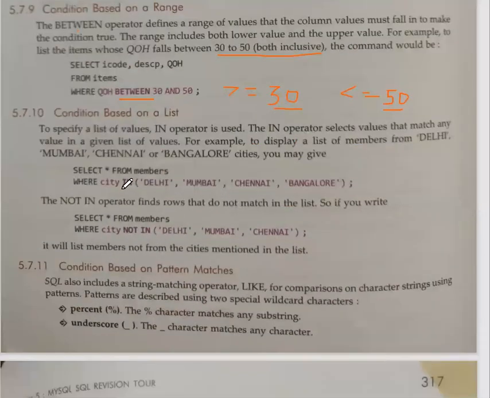Then we have in and not in. Again, this is a very common clause that we use. Now suppose you want to give a list of information. We give a list like this in MySQL. Again, remember this is not the list that we use in Python. This is different. Here we are simply showing a collection. So if I write something like city in, then either your city is Delhi, Mumbai, Chennai or Bangalore. Out of these four, whichever city you have, you can see the record of that particular city.